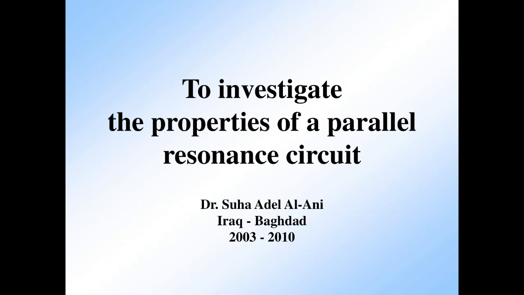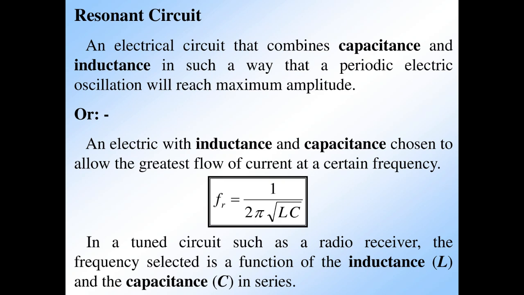Our lecture for today is to investigate the properties of a parallel resonance circuit. What is a resonance circuit? An electrical circuit that combines capacitance and inductance in such a way that a periodic electric oscillation will reach maximum amplitude. Or, an electric circuit with inductance and capacitance chosen to allow the greatest flow of current at a certain frequency.